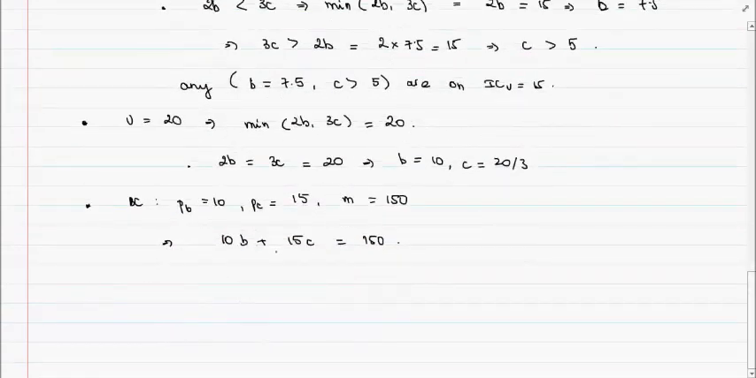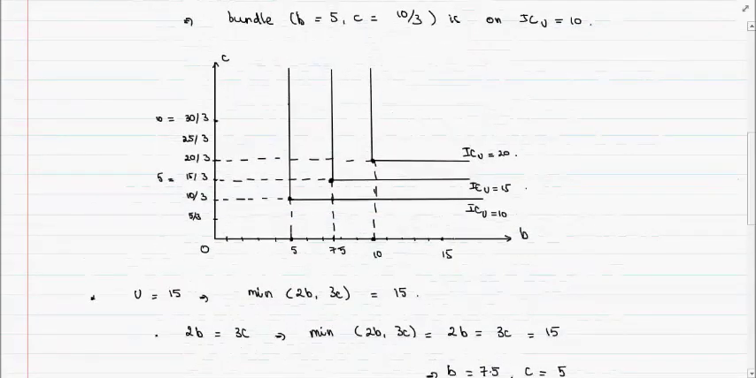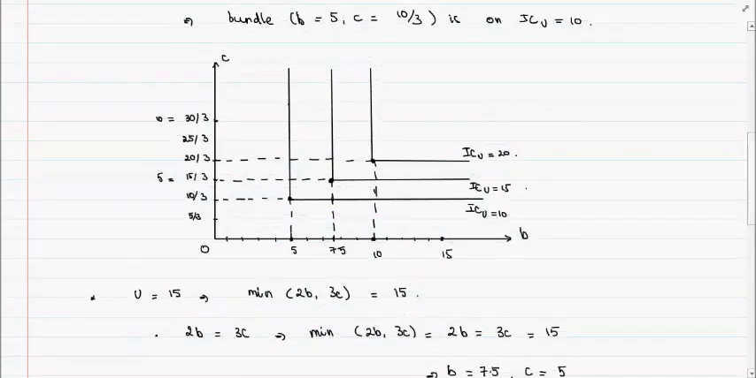So this is basically just a straight line with a horizontal intercept of, if I make C equal to 0, I know that B equal to 15. So this is my horizontal intercept. And the vertical intercept is where I make B equal to 0, I know that C is going to be equal to 10. So C equal to 0, B equal to 15, which is here, and 10, which is here. That is my budget constraint line. If I connect these two points together, I'll get my budget constraint.